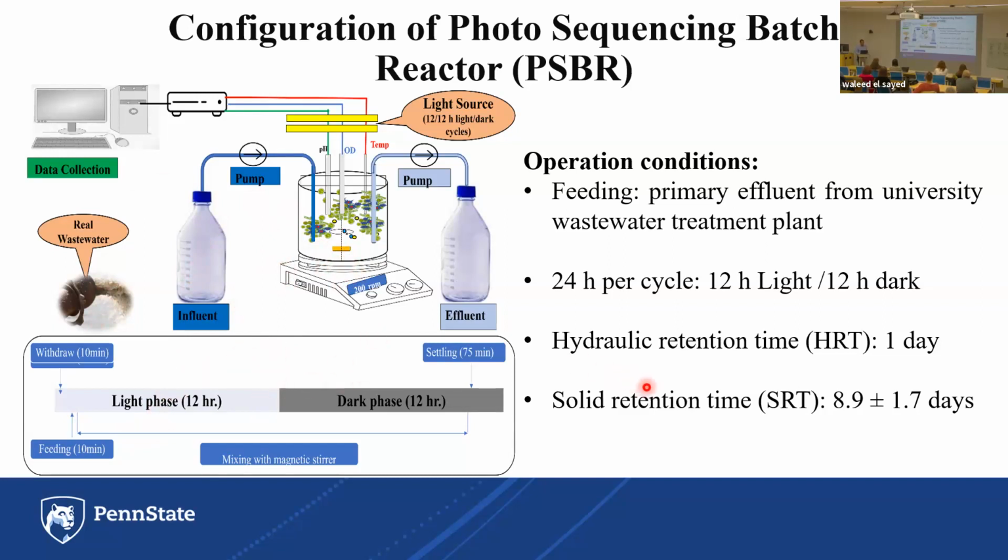The operation was 12 hours light and 12 hours dark. The hydraulic retention time was 1 day. And the settling period allowed for biomass accumulation in the reactor, calculated to be around 8.9 days.